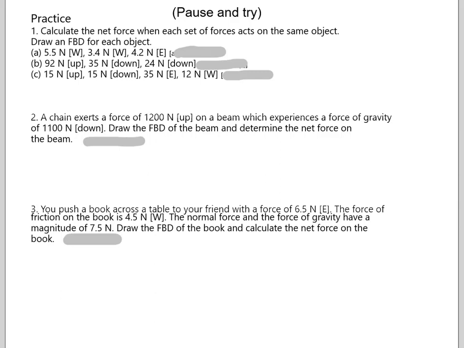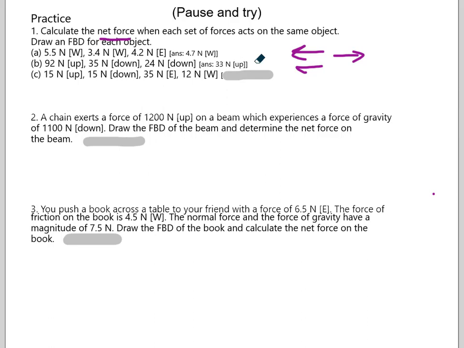Okay, so the first question is calculate the net force when each set of forces acts on the same object. We've got 5.5 west, a 3.4 west, and a 4.2 to the east. You'll notice those are all in the same direction, so when you add them all up, you'll be adding 2 of them together and subtracting the other one. We should get 4.7 newtons to the west. The rest are the same, so 92 up, 35 down, and 24 up. Again, you'd have 2 positives and 1 negative. By the time you add them up, you should end up with 33 up.